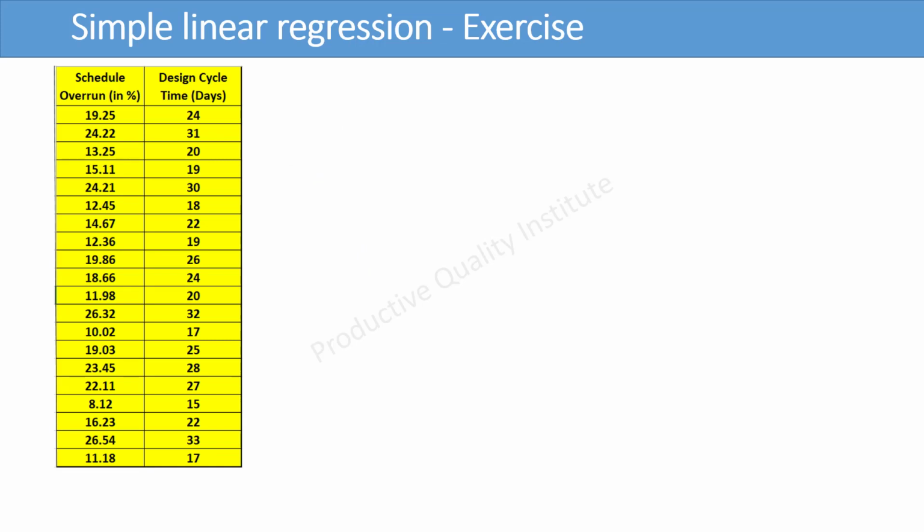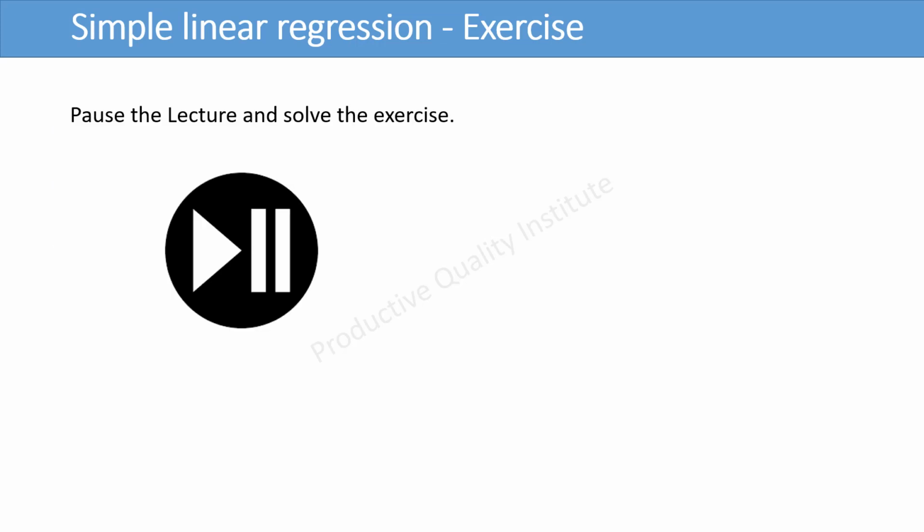Please perform a linear regression between the schedule overrun in percent and the design cycle time in days in order to measure the correlation and find a model to represent the relationship. Please pause the lecture and solve the exercise.